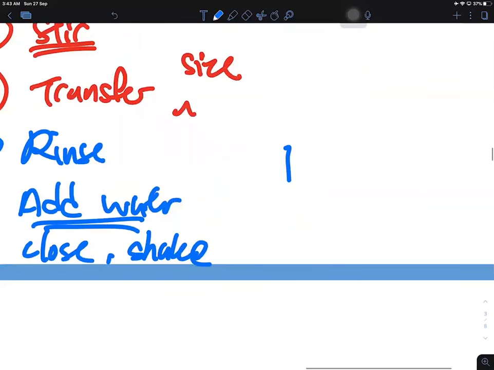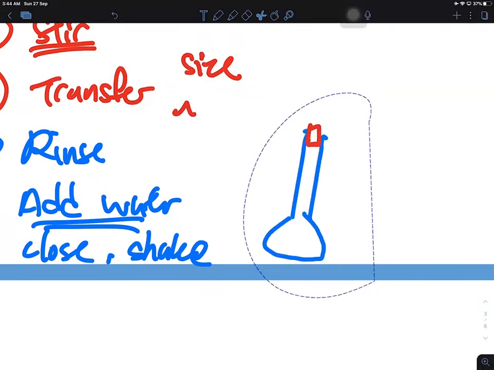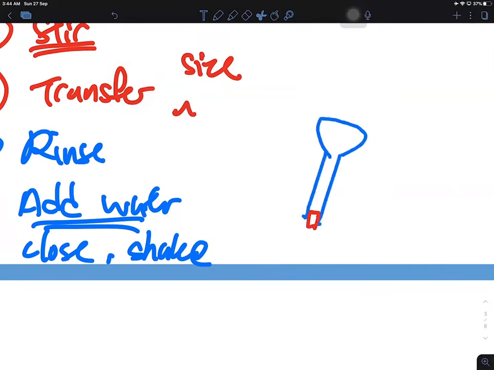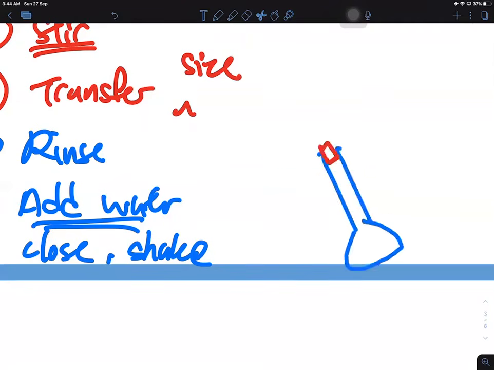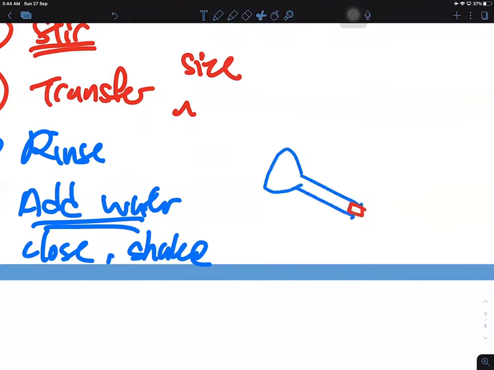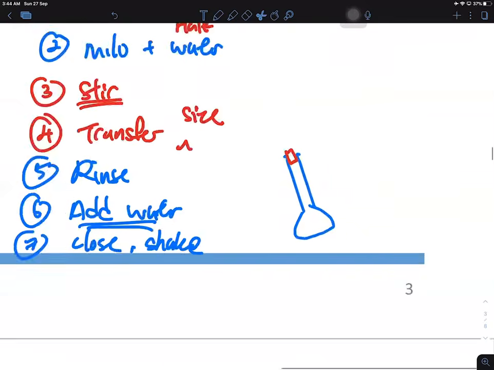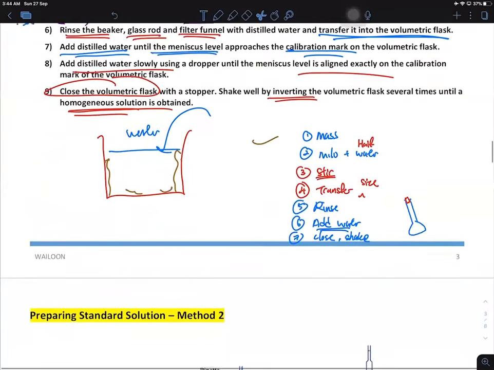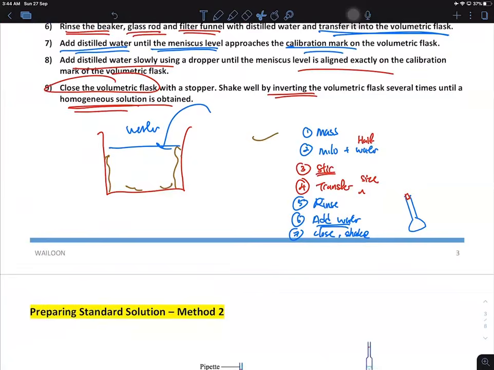By the way, inverting the bottle means, wait. Sorry, now 4 a.m. already. Okay, my brain is not working very well now. Okay, inverting means you do it this way, ding, ding, ding, ding. Okay, inverting. Then you'll get a homogeneous solution. So this is what I call the Milo method.